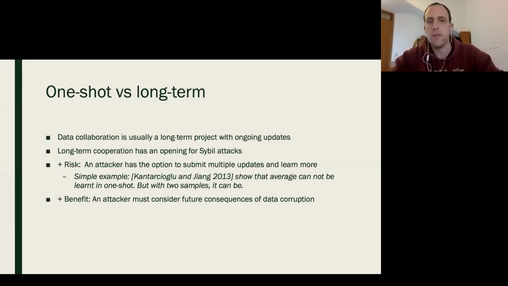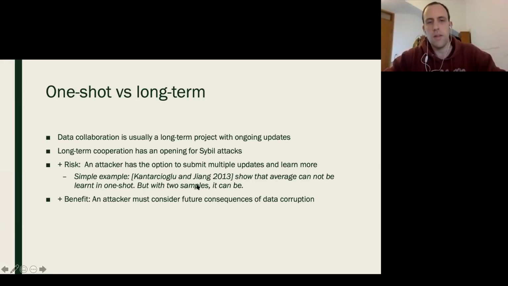What can happen when you have long-term cooperation, maybe an attacker can send multiple updates, and in this way query the system, get more results, has more information about the true model, and it allows him to have better inference about this model. Even though it's sending wrong results, but many of them, and get more information about this model. So a simple example for this is that there is a paper that shows that you cannot infer average by sending a wrong update.